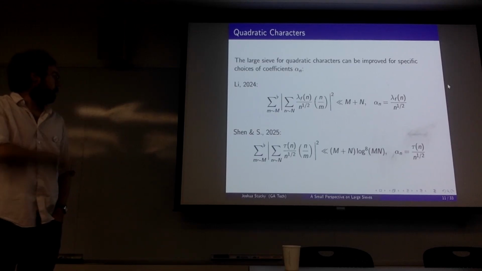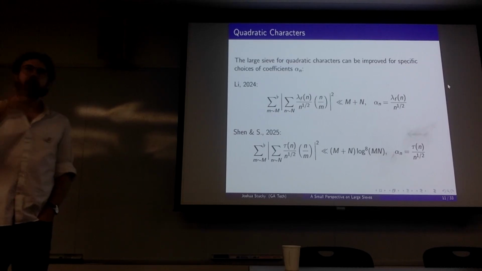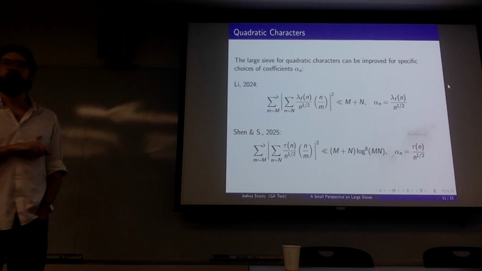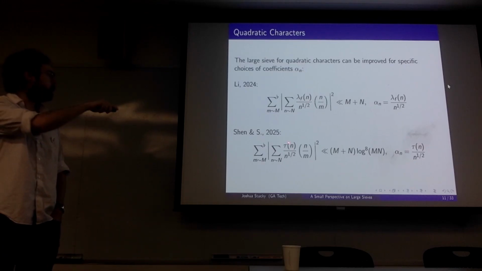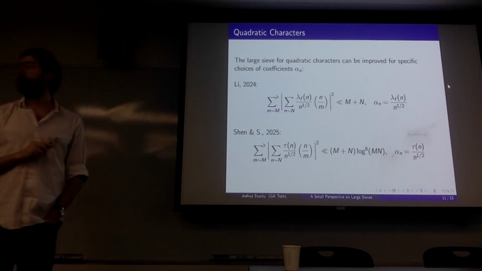Okay? Later on, myself and Chanli Shen used those ideas, albeit in a slightly more complicated way, because this thing oscillates, this does not, so there are extra complications. But in any case, we're able to also show that we get an optimal large sieve estimate when you are dealing with very specific coefficients.